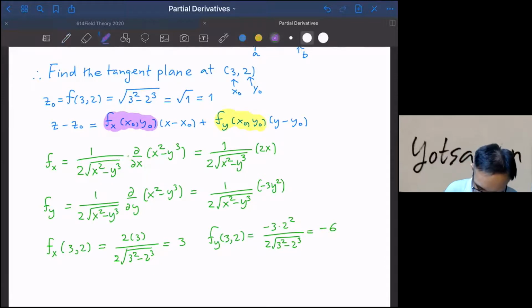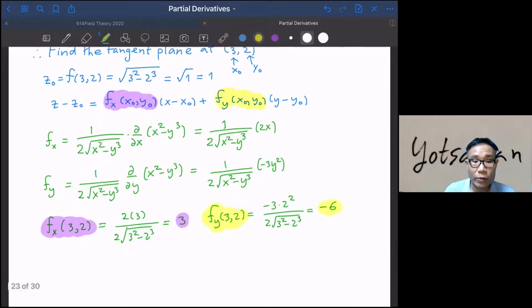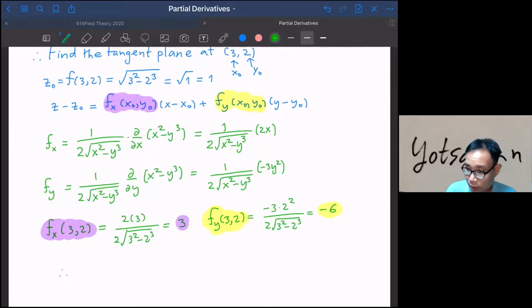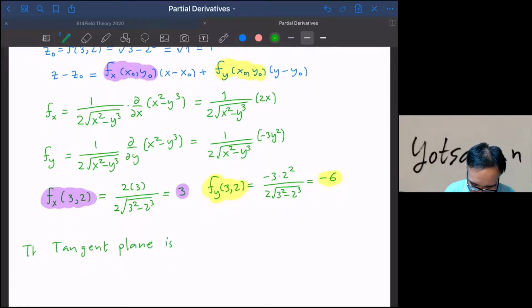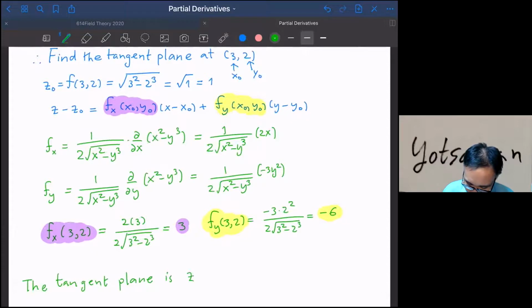And then what? This one will give you the purple guy, and you get the yellow guy, and you would just plug them in. So you're going to have the tangent plane. The tangent plane is, I forgot, z minus z0, where z0 equals 1. So you have z minus 1 equal to 3 times (x minus 3), okay? And you have negative 6 times (y minus 2).